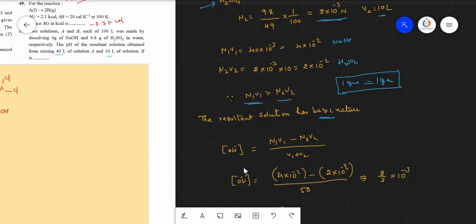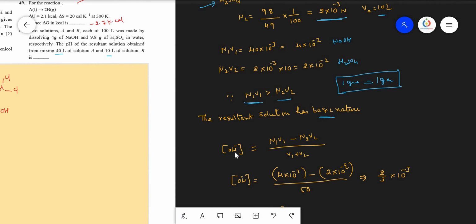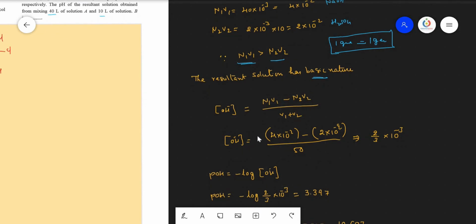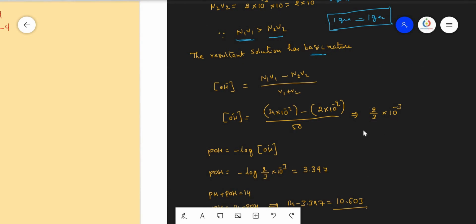Now let's find the concentration of OH minus. Why? Because after mixing we get only OH minus. The higher value we take first, the lower value later. So the concentration of OH minus equals (N1V1 minus N2V2) divided by the total volume V1 plus V2. Here the N1V1 value we have already found, substitute the N2V2 value, and the total volume is 40 plus 10, equals 50 liters. By doing so we get 2.3 into 10 power minus 3.